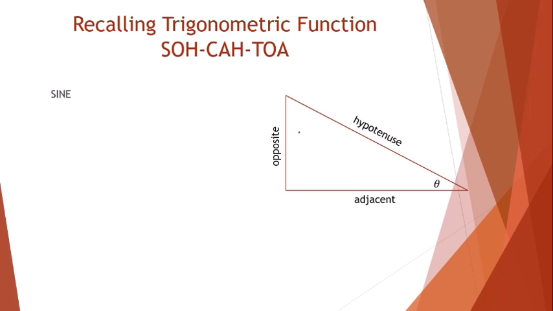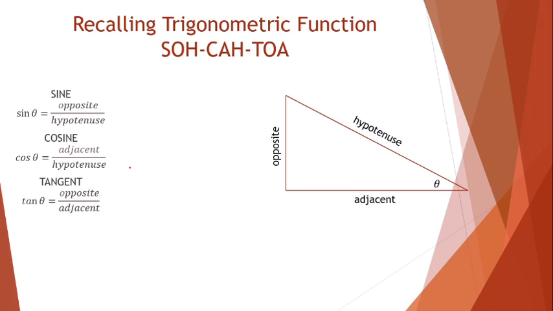Okay. So, from the word SOHCAHTOA, in sine, we have opposite divided by hypotenuse. So, sa cosine, we have adjacent and hypotenuse. And the tangent is the division of opposite and adjacent. Okay? Para hindi nyo nakakalimutan.